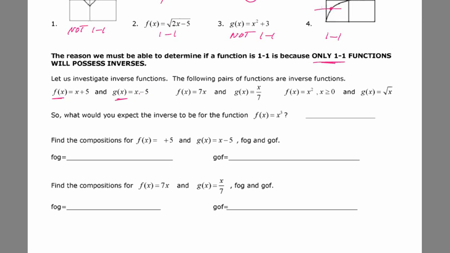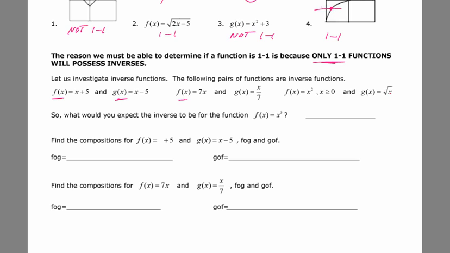A minus 5. Here's a function, f of x, which is a one-to-one function, which is 7x. What's the opposite of multiplying something by 7? Well, it would be dividing something by 7. They undo each other. They're inverses of each other.